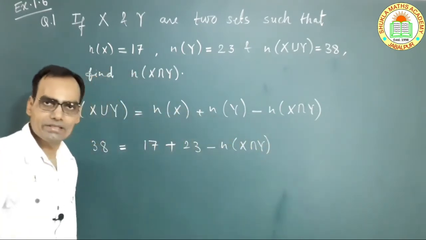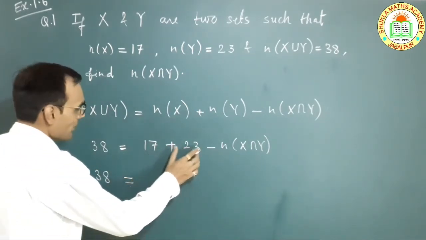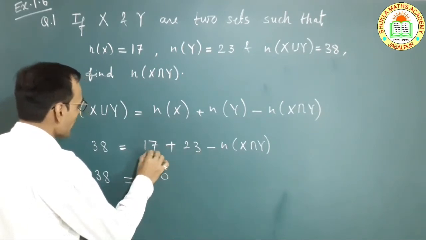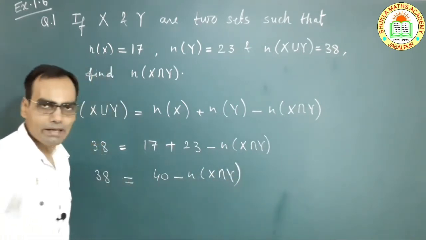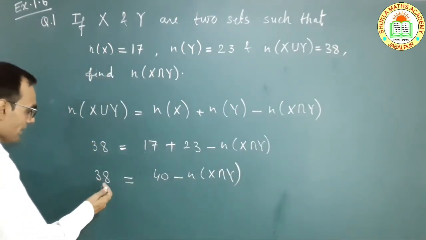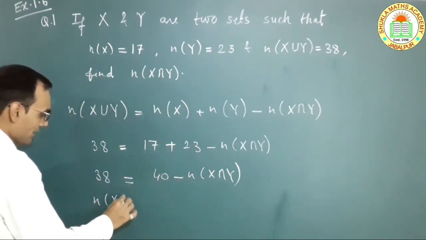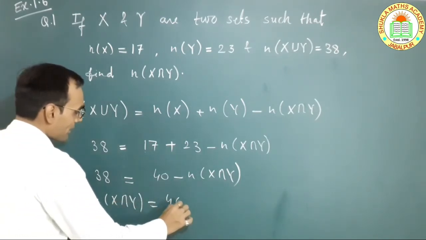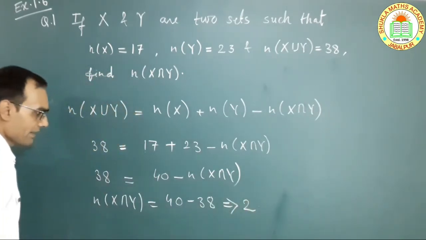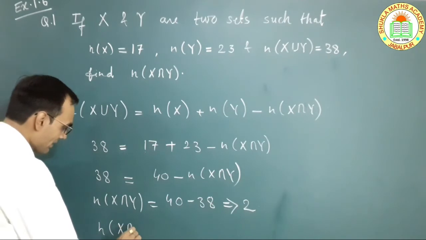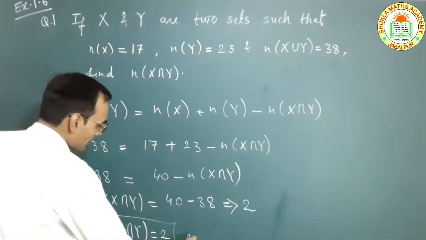Write this as it is, and after that we get 38 equal to, on adding 17 plus 23, 40, minus n of x intersection y. After transposition, we get n of x intersection y equal to 40 minus 38, that is equal to 2. So we can say that the number of elements in x intersection y is 2. This is the required answer.